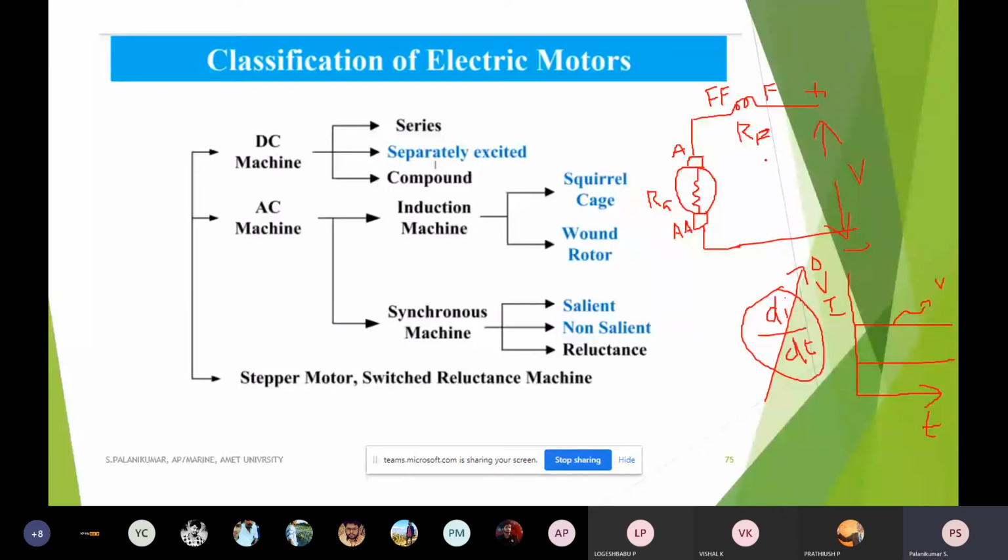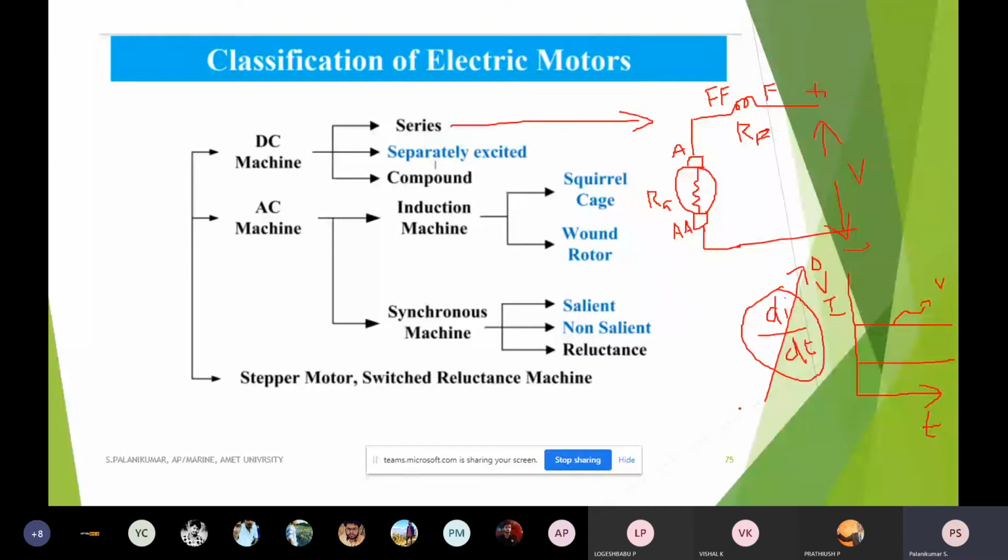Now the supply current enters the field coil, the same current goes through the armature coil and comes back to the negative supply. In a conventional power supply, this is called a series connection, a series DC motor.